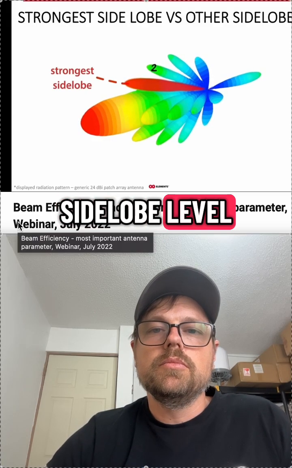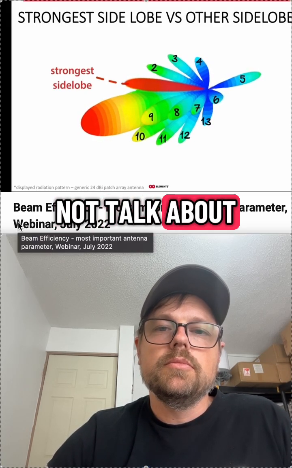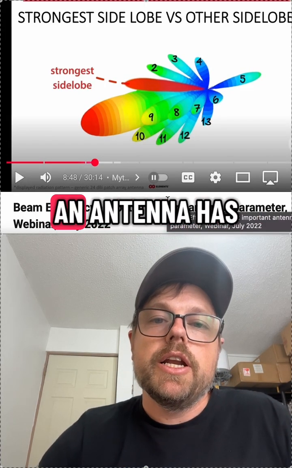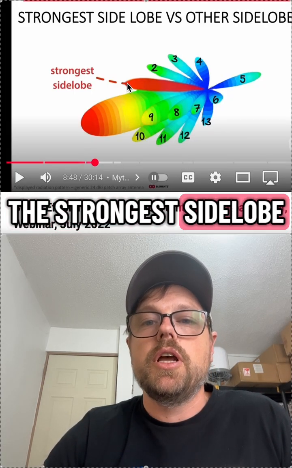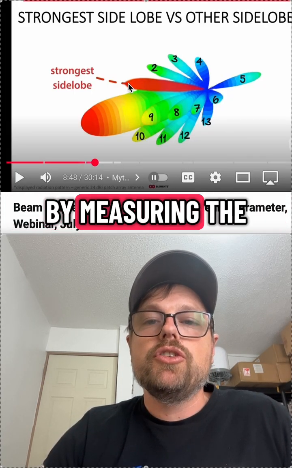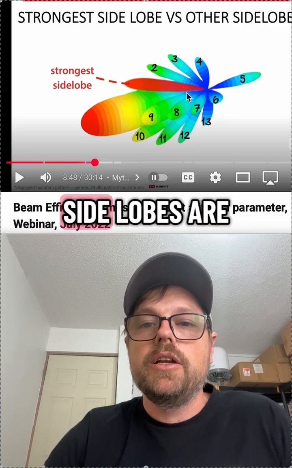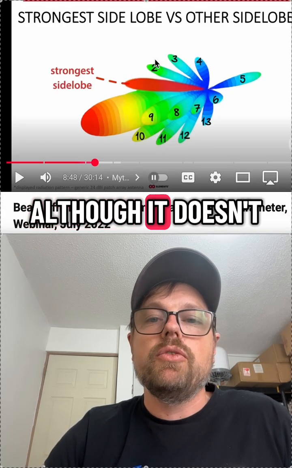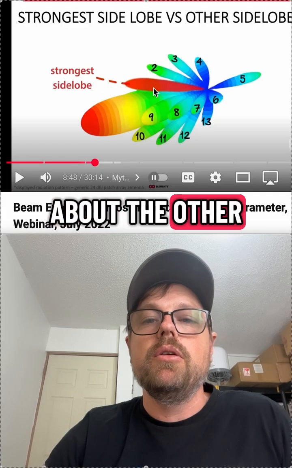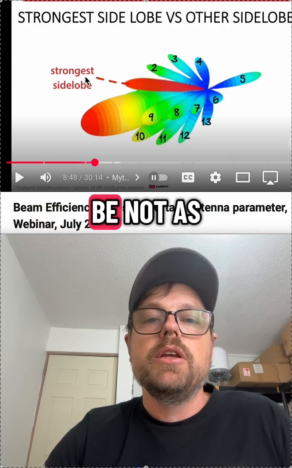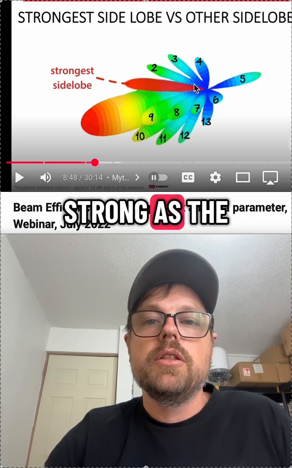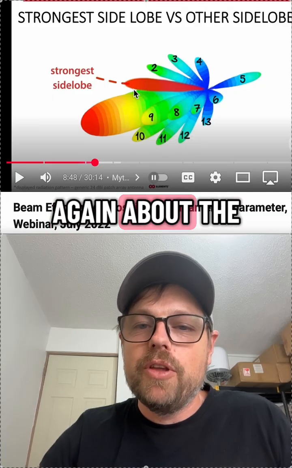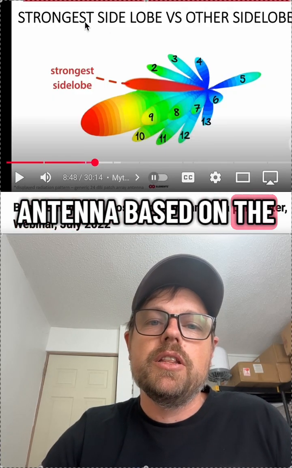The issue with side lobe level is that it does not talk about all the side lobes an antenna has. Again, it does talk about all the rest of the side lobes, because it's measuring the strongest side lobe. By measuring the strongest side lobe, you can know that all the rest of the side lobes are in fact not as strong as the strongest side lobe. Although it doesn't directly say anything about the other side lobes, it does say that they're going to be not as strong as the strongest side lobe. So you can get an idea about the performance of an antenna based on the side lobe level.